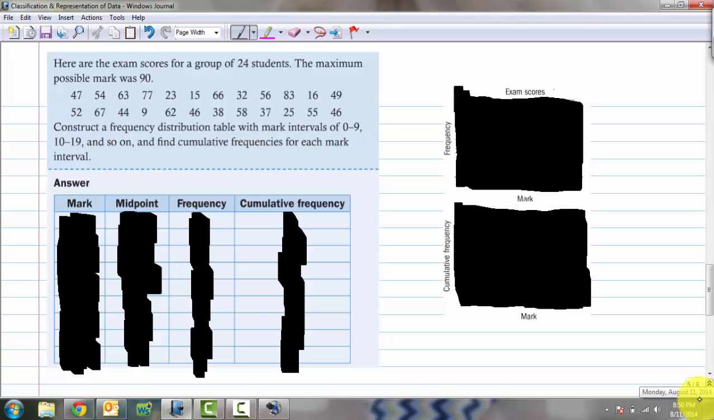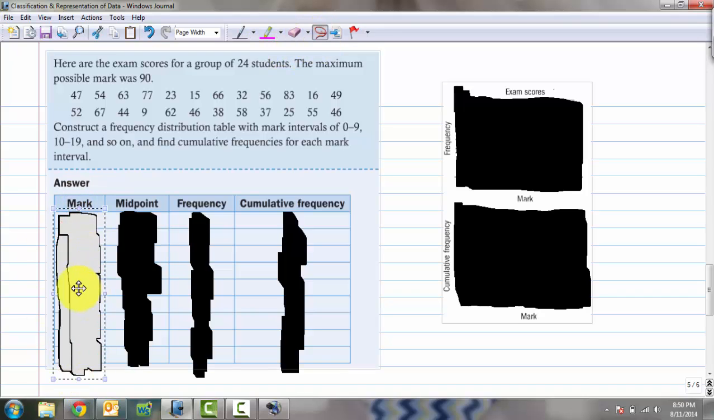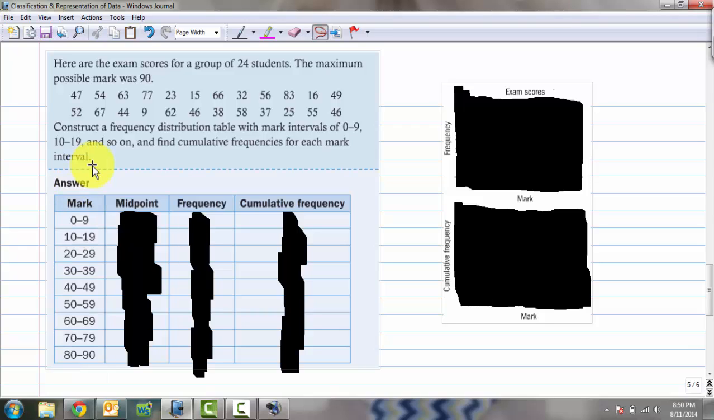Here are the exam scores for a group of 24 students. The maximum possible mark was 90. Construct a frequency distribution with mark intervals 0 to 9, 10 to 19, and so on, and find the cumulative frequencies for each mark interval. So, I would like you to pause the video and fill in what these mark intervals are, the 0 to 9, so on and so on. So hopefully you have those marks, those classes in there.